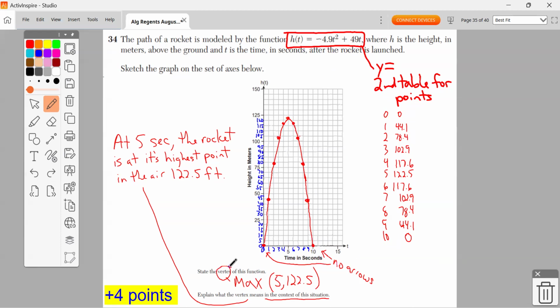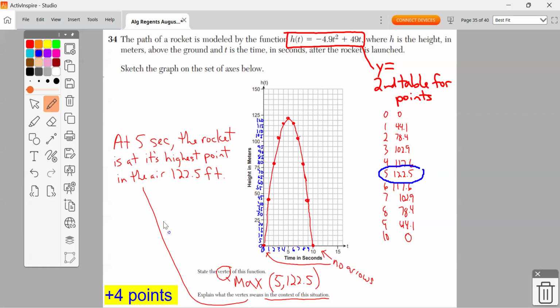State the vertex. The vertex is the min or the max. Well, this happens to be the max, and that max point is right here, 5, comma 122.5. You could double check that on your calculator, second calc, and then the max. Click on the left-hand side, click on the right-hand side, and then it'll tell you what that point is. But you can tell that it's just right there as well.